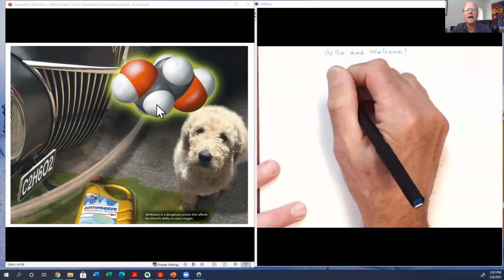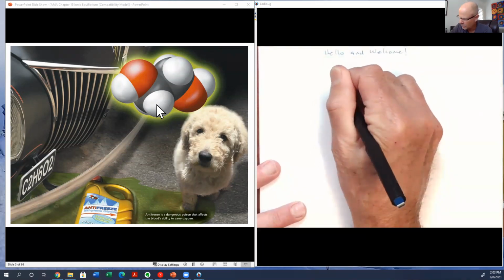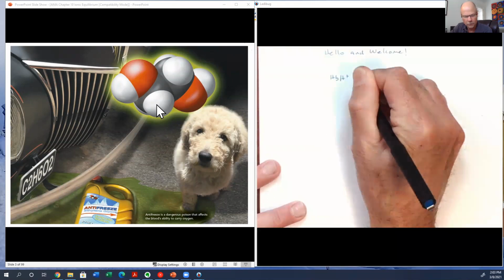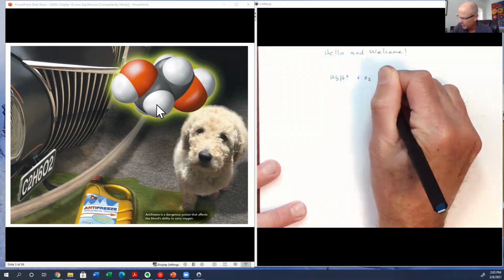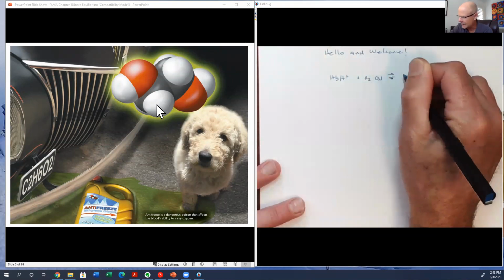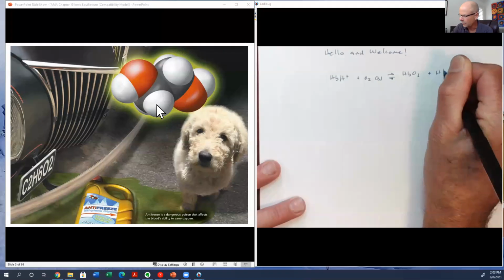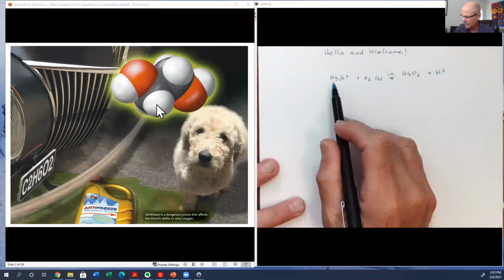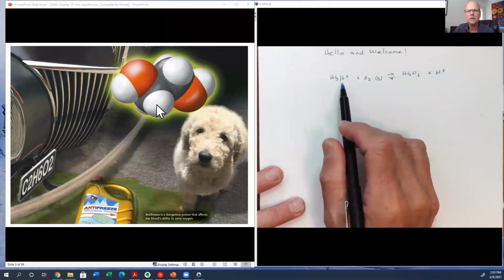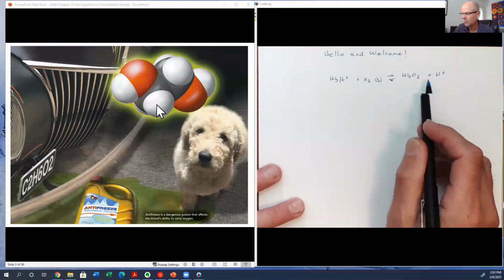remember when we talked about hemoglobin? We said that hemoglobin picks up oxygen. I didn't give you the full equation at that point. I did include the role of acid in that equation, but this is the full equation, including the role of acid. So hemoglobin is protonated, it has a proton, and when it combines with oxygen, it forms HbO2 plus H+.